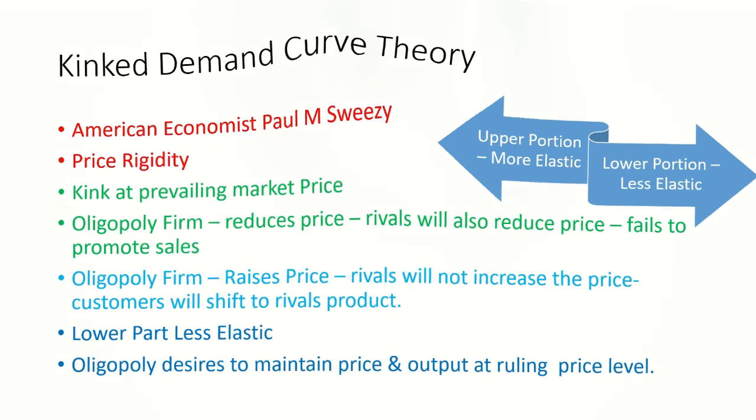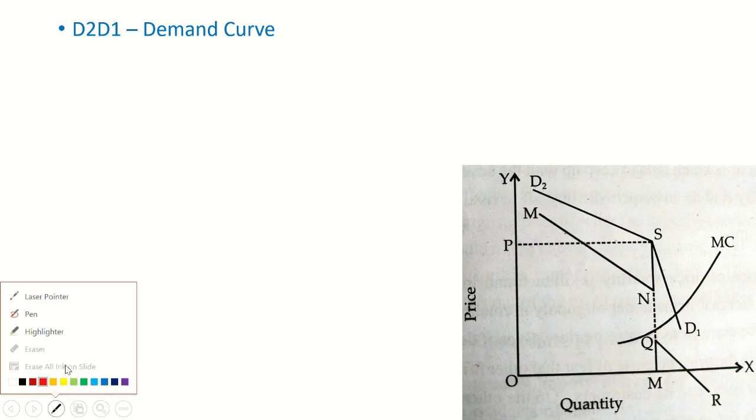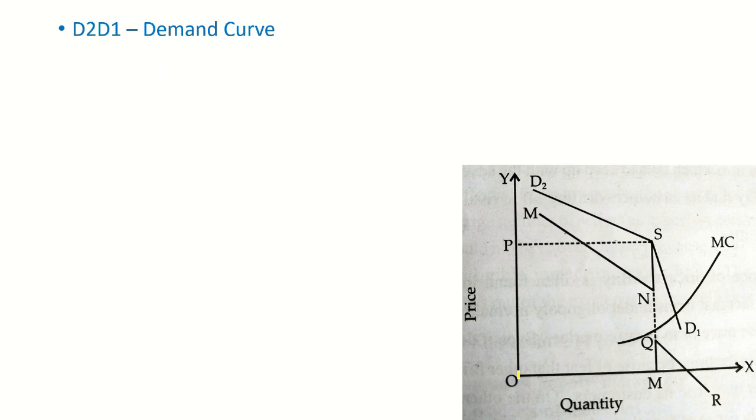And next is the graph. This is about the graph, and here we can see two axes, the x-axis and the y-axis. On the x-axis the quantity is marked, and on the y-axis the price is marked.